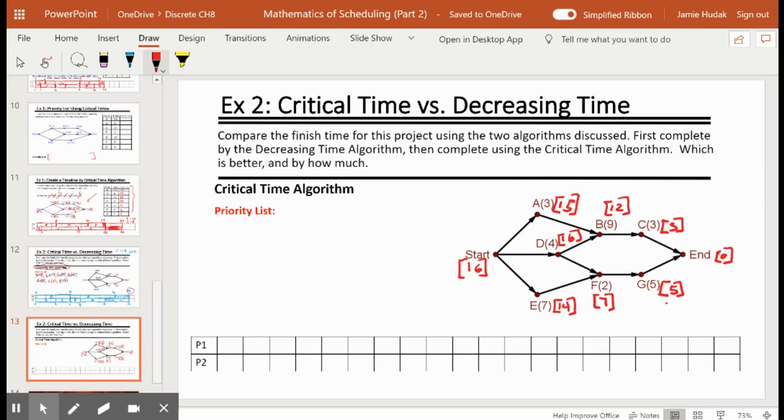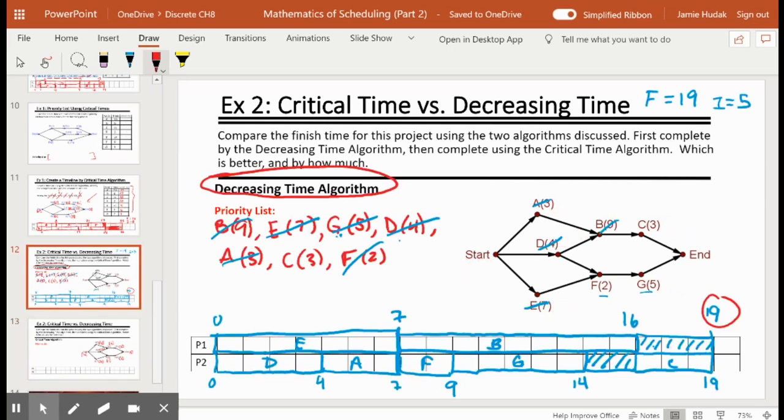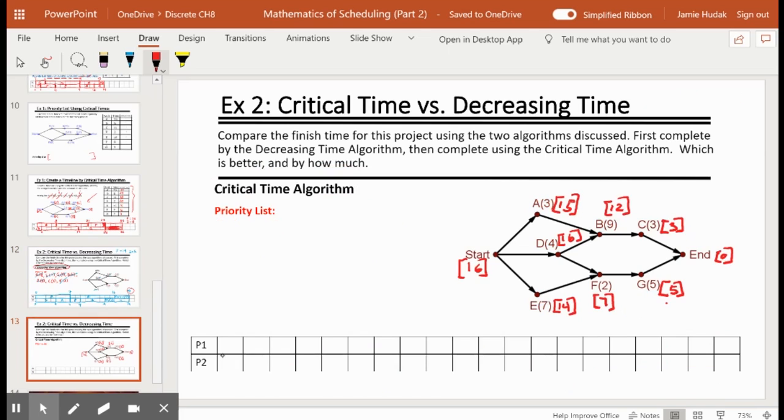If you recall, I'm going to go back a slide, we did the project with 19 units of time using the decreasing time algorithm. Now, let's see if we can beat that. We have the potential to beat it because 16 tells us that it could potentially complete the project in 16 units of time. That is the critical path from start to end. All right, so let's schedule these.